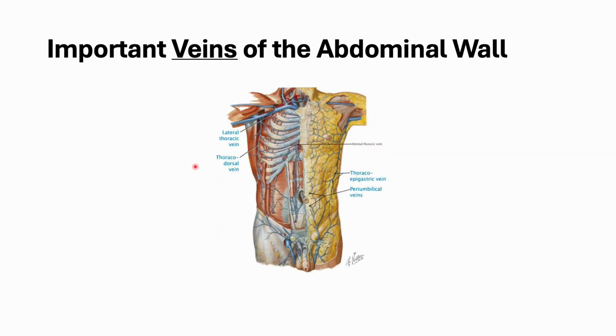And then here are the veins. I feel like veins in anatomy sometimes don't get that much highlight, and unfortunately I'm not going to do this any more justice, but here we have the lateral thoracic vein, the thoracodorsal vein, that's a really important one, and then the paraumbilical veins, which are really important, and the thoracoepigastric vein.